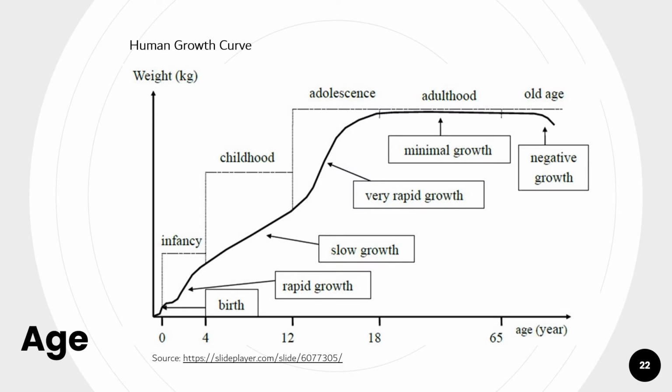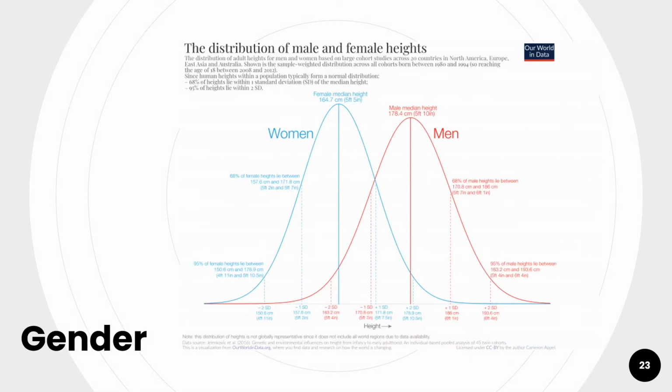Let's look at this human growth curve. You can see that body dimensions generally increase from birth to early 20s, remain constant to around age 40, and decline afterward into old age as part of the normal aging process. Gender is also a main factor influencing human body dimensions. For example, from this normal distribution curve, you can see that men are generally taller than women at most percentiles.